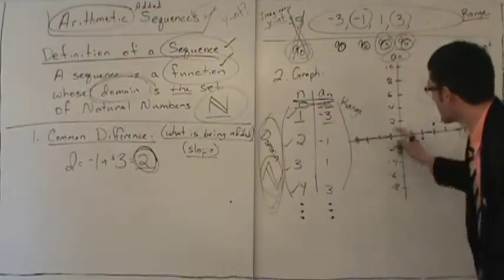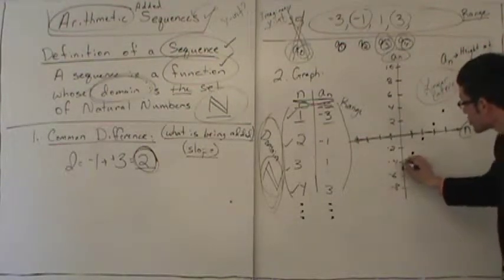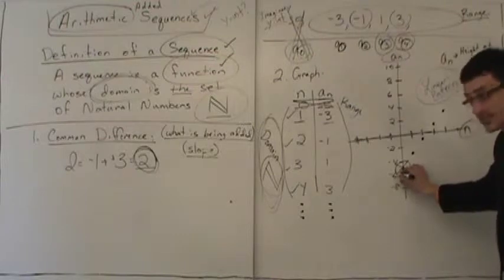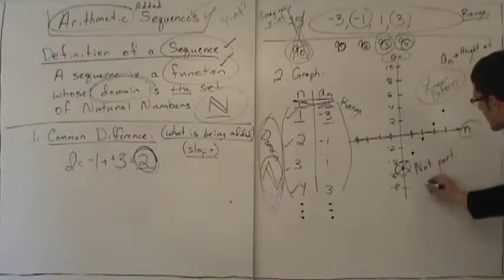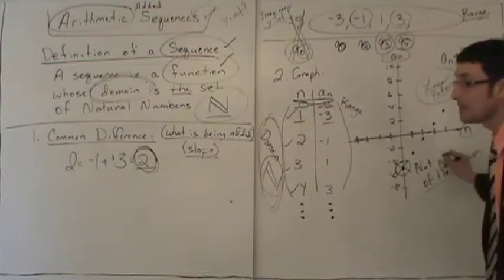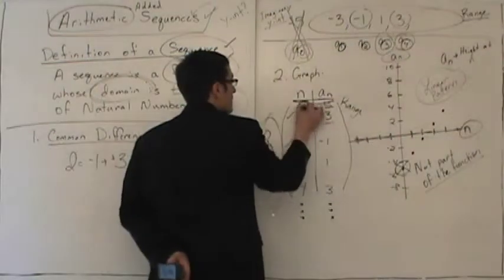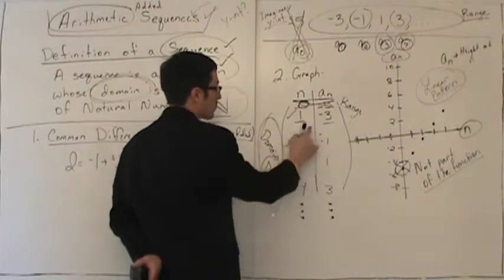So 0, negative 5, and now I want you to mark it on the graph. 0, negative 5 is here. Mark this location, circle it, put an X through it, okay, and write, not part of the function. Why is it not part of the function? It's not part of the function because what? Because 0 is not in the domain. Because the domain is just the set of natural numbers.